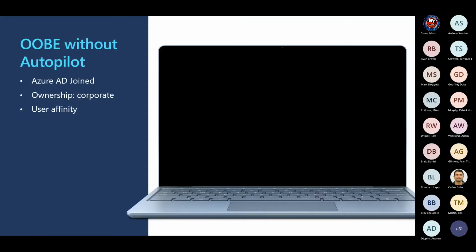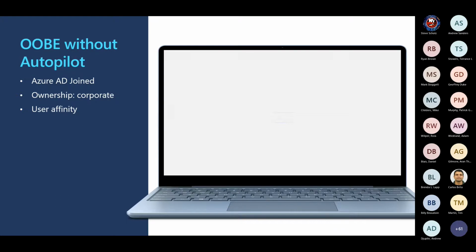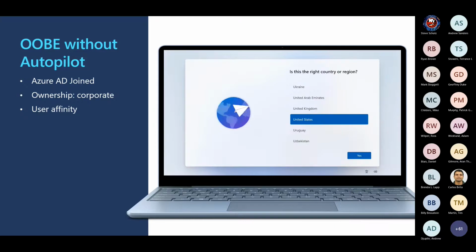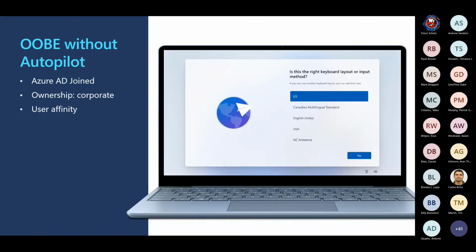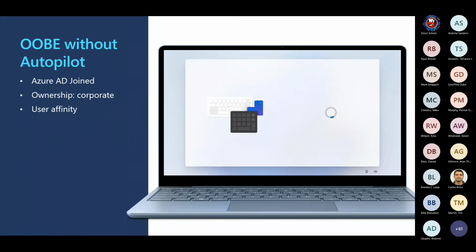All right, for OOBE without Autopilot, one of the main differences here is that for all of those corporate scenarios, the user will also have the ability to log into their devices using their Azure AD credentials, right? Because the device would now be Azure AD joined and not Azure AD registered. So, a standard familiar OOBE workflow here: we're going to choose the region and the keyboard or any additional keyboards.